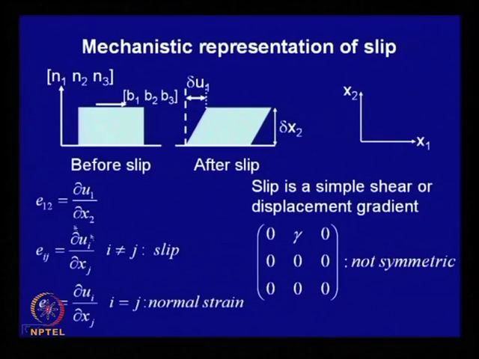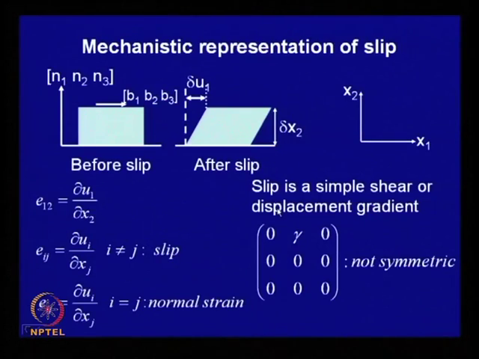So, in general you can represent this displacement gradient as del ui del xj. Now, if i is not equal to j, like over here, if it is E13 or E23 or E12, they all represent shear deformation. But when i is equal to j, that means E11 or E22, they represent normal strain, tensile or compressive strain.